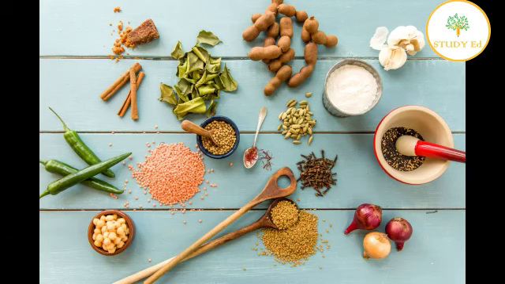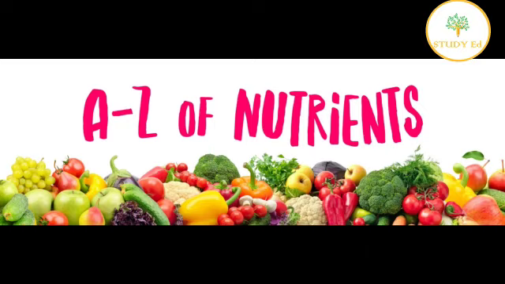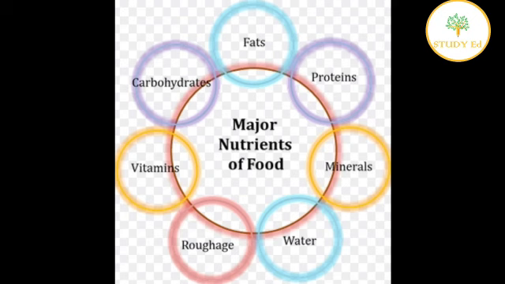Each dish of food is made up of one or more ingredients which we get from plants and animals. Those ingredients contain some important components, that is, nutrients. Let us see the major components of our food. So, the major nutrients of food are carbohydrates, fats, proteins, minerals, vitamins, roughage, and water. Each nutrient has its own importance and function in our body.